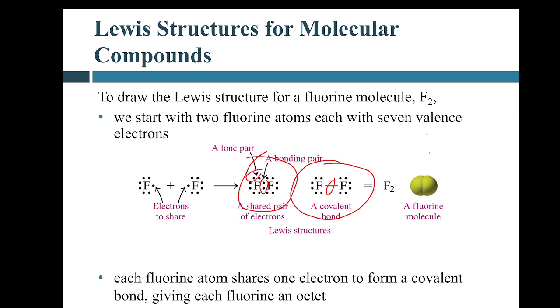So how about these electrons up here? Everybody sees pairs of electrons not in a bond? What are those called?